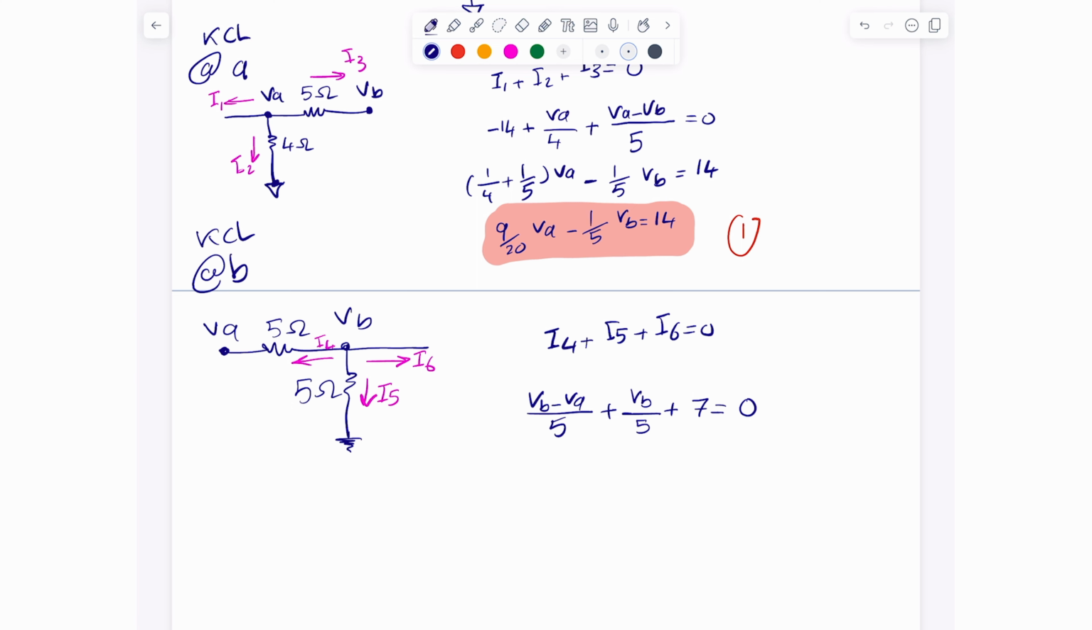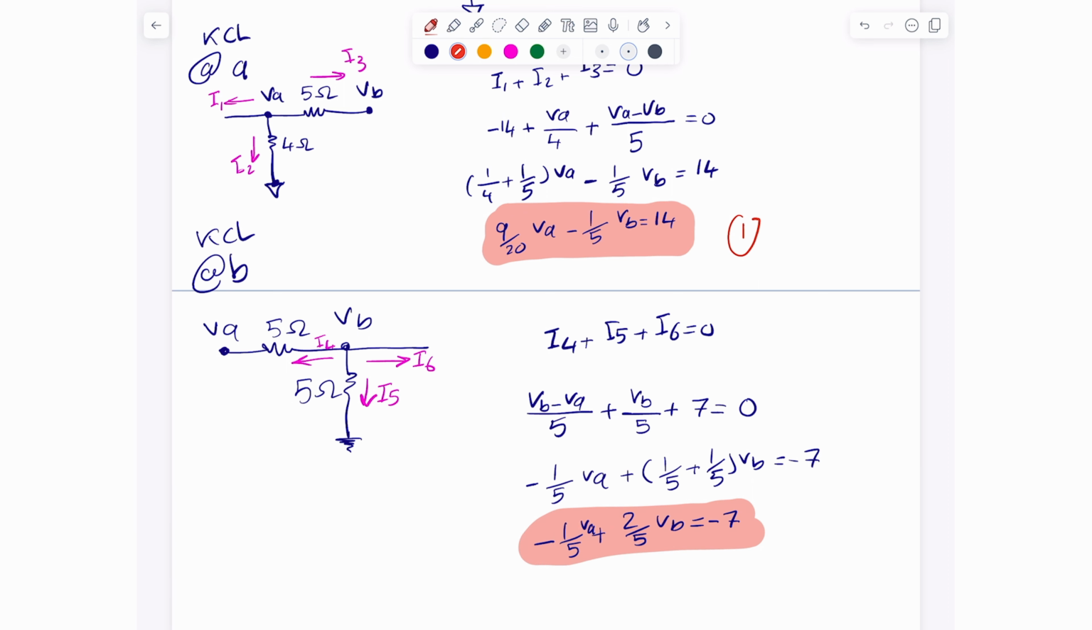What I need to do is clean it up a little bit. I just say it's negative 1 divided by 5 VA plus, I believe, 1 divided by 5 plus 1 divided by 5 VB equals negative 7. Cleaning it up a little bit: negative 1 divided by 5 VA plus 2 divided by 5 VB equals negative 7. Now this here is the second equation. Okay, so let me highlight that.